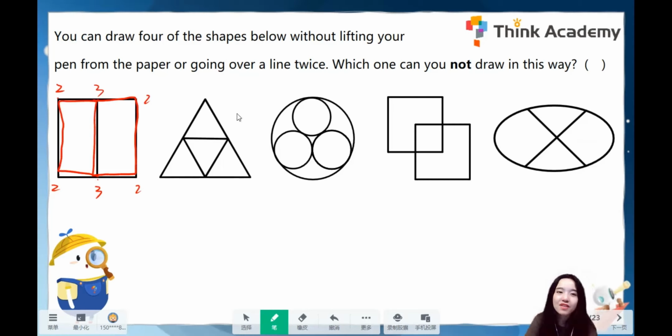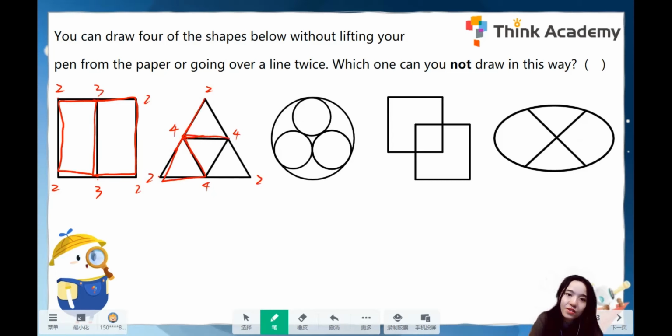You must start from the odd point, or odd vertex, if you want to draw that in one stroke. Let's check this method in the second picture. 2, 1, 2, 3, 4. So starting from the point, here are 4 lines extending to different directions. Here are 2, 2, 4, 4. In this shape, there is no odd vertex.